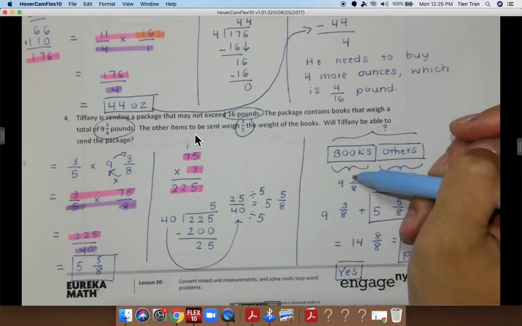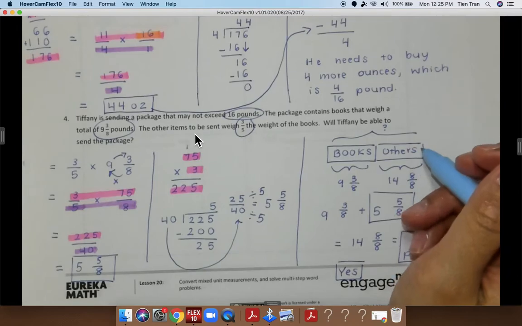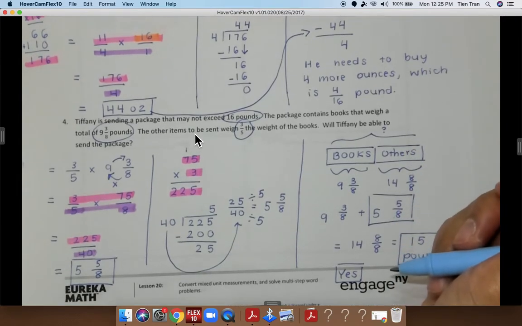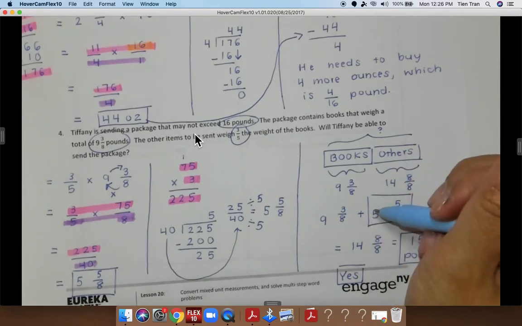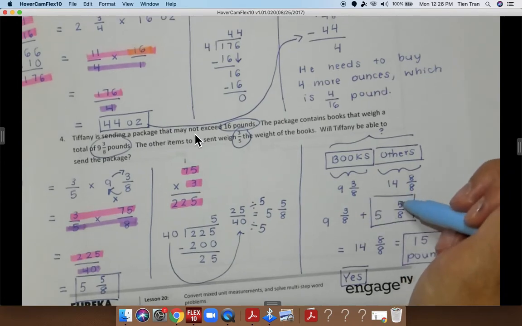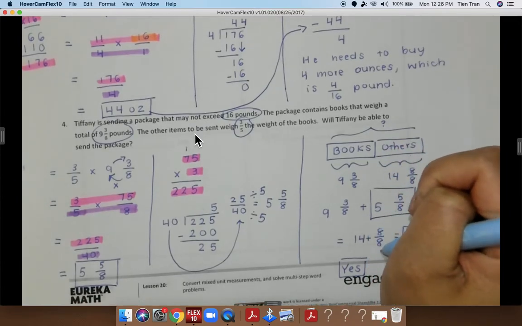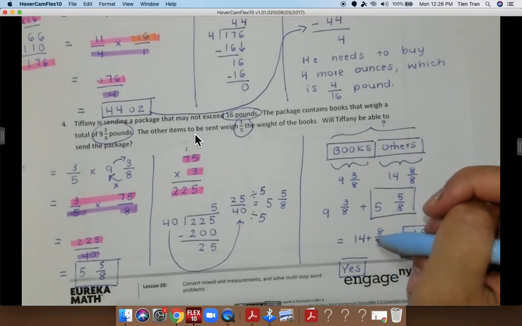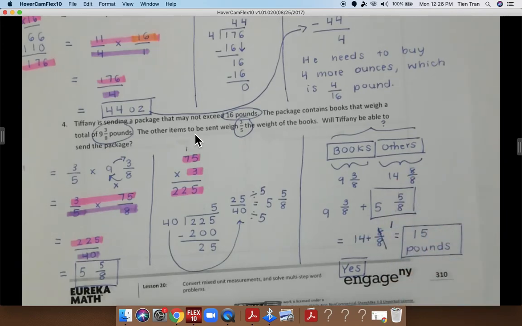Okay, so we have 9 and 3/8 for books and 5 and 5/8 for the others. To figure out if I have enough weight, I'm going to add everything together. So I'm adding 9 plus 5. 9 plus 5 is equal to 14, and 3 plus 5 is equal to 8. So I have 14 and 8/8. Remember that 8 divided by 8 is equal to 1, so basically I have 14 plus 1. So 14 plus 1 is equal to 15 pounds.